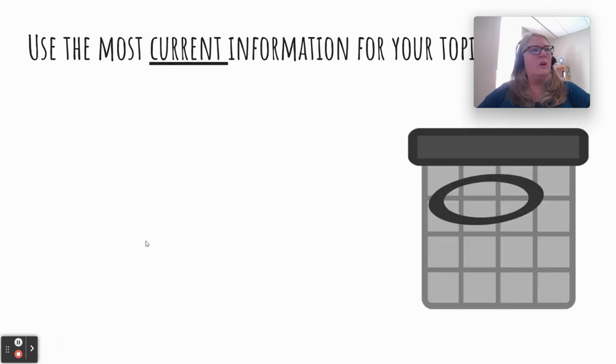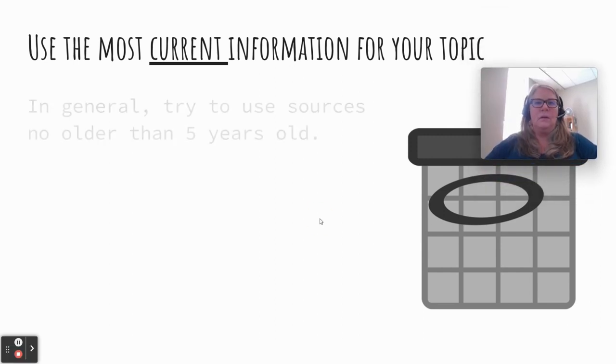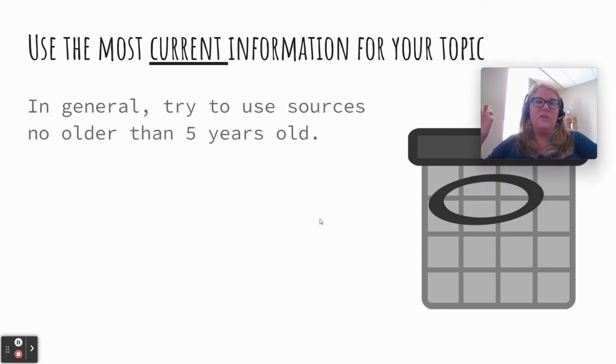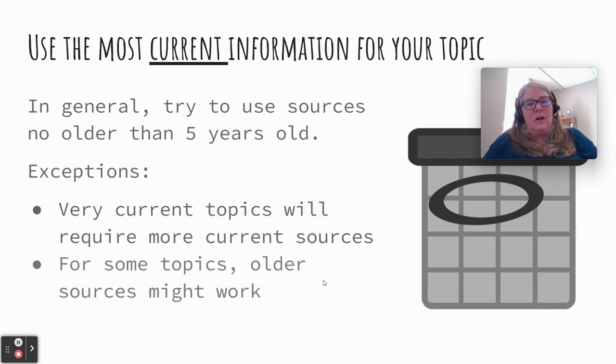Okay, so the first thing that you want to do is make sure you're using the most current information for your topic. So I generally tell students to steer away from any articles that are older than 5 years old. Very current topics will require more current sources. Some topics, older sources might work, but for the work we're doing in English 101, I would say stick with the most recent sources that you can find.